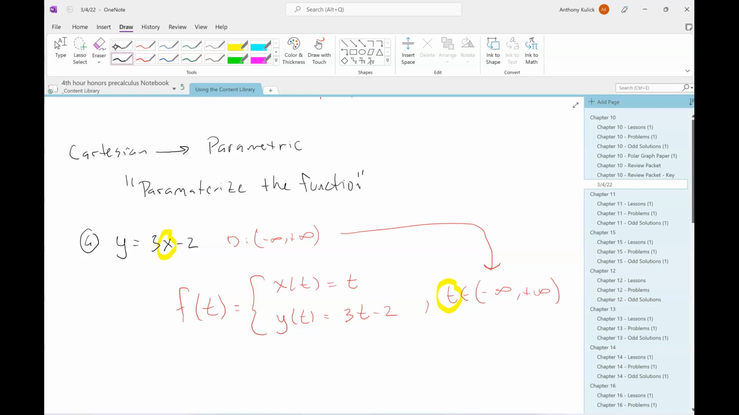Mr. Kulik. My kind of math. That's what we like to see.